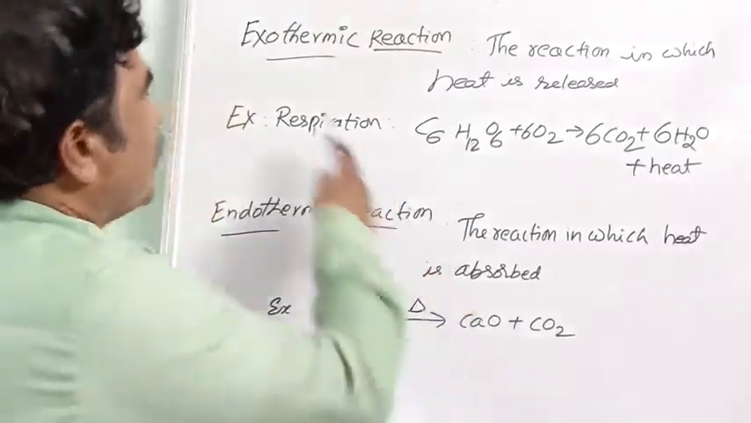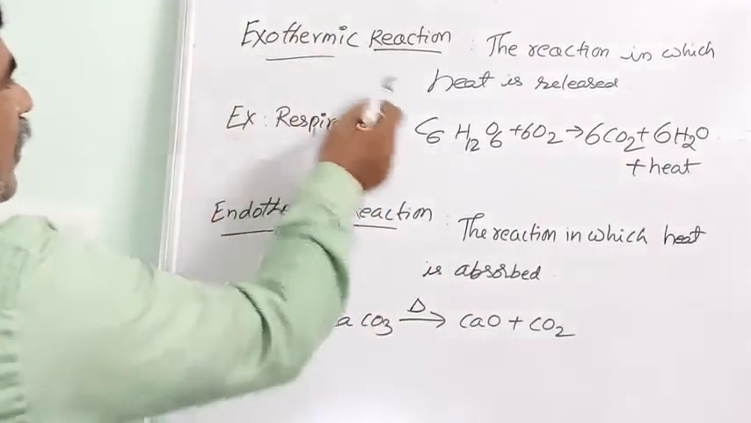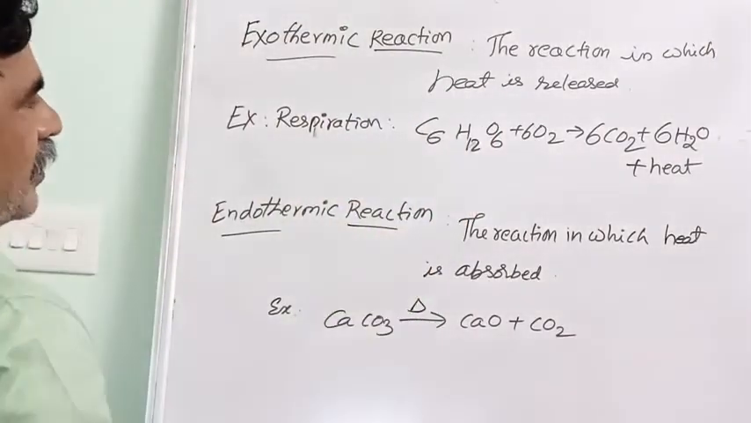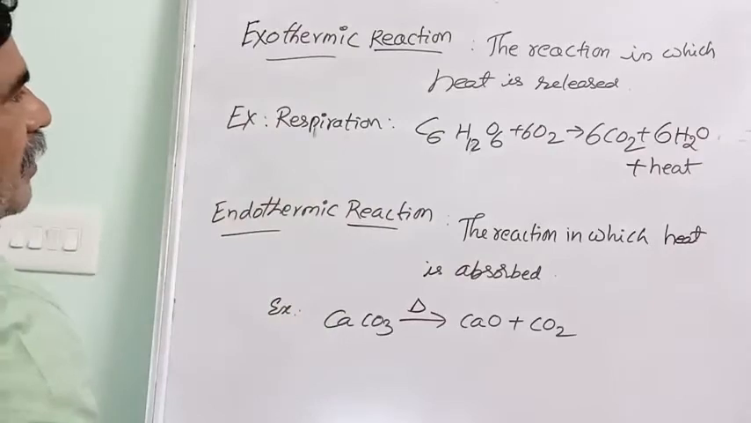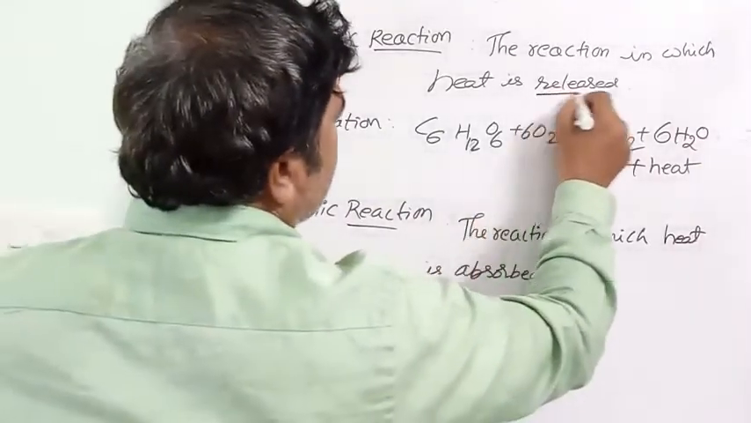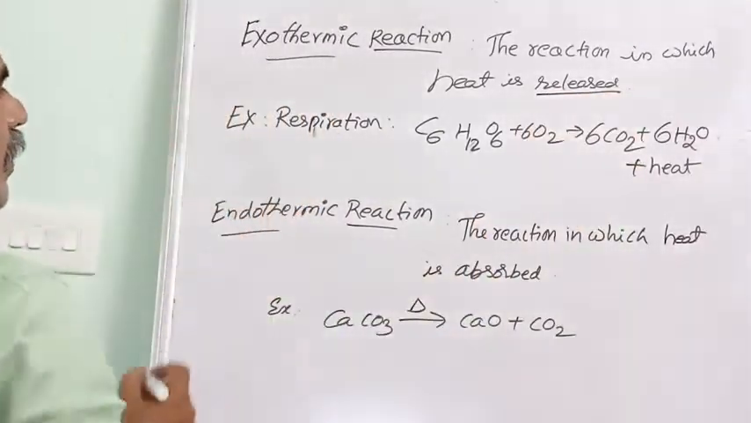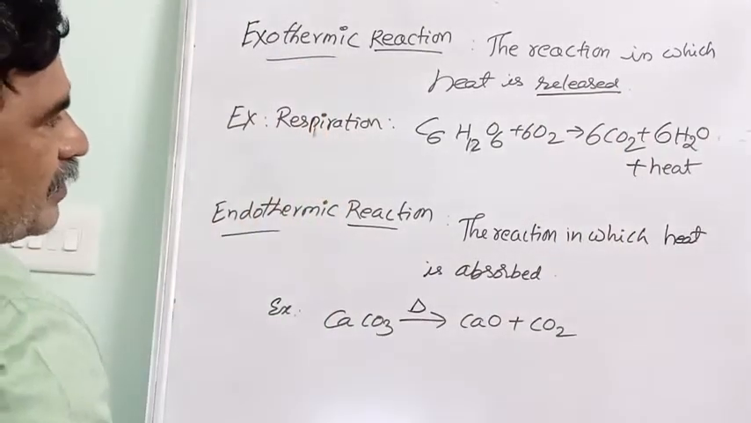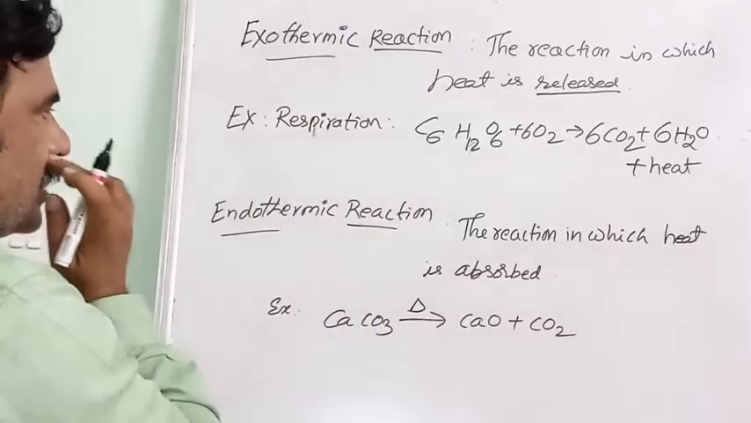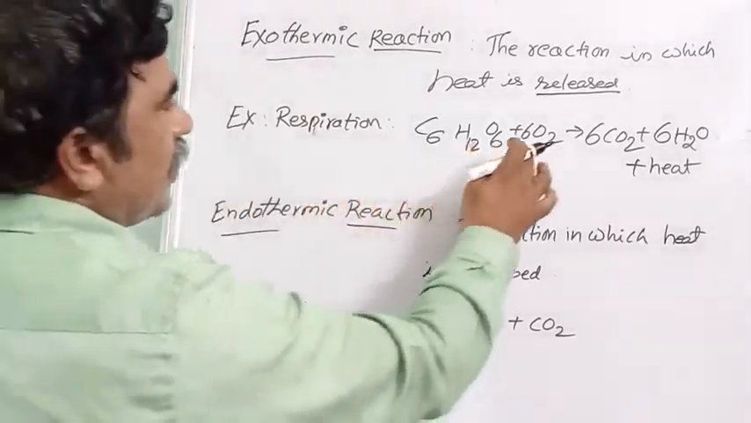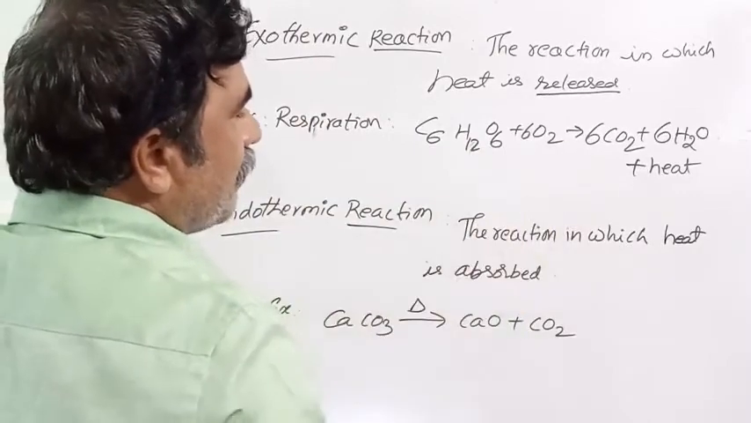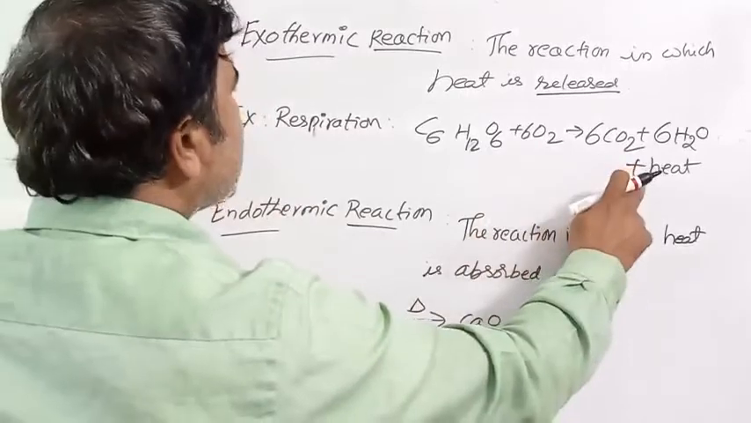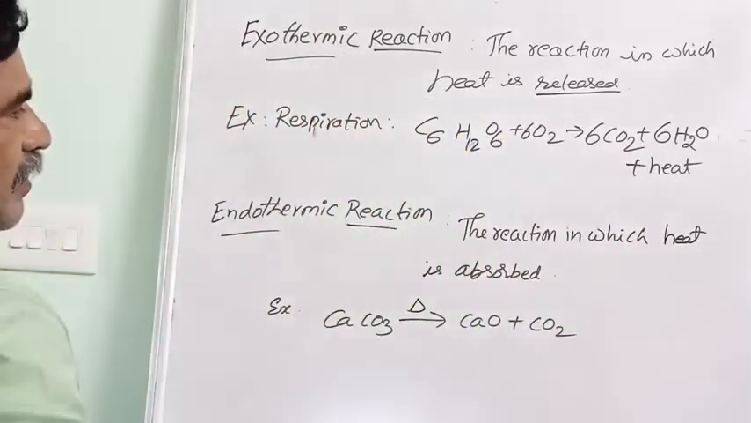Okay. Next reaction is exothermic reaction. The reaction in which heat is released is named exothermic reaction. Heat release is the main point. Example, our respiration can be considered exothermic. That equation is C6H12O6 plus oxygen gives carbon dioxide plus water and heat. Therefore, heat is produced, it is exothermic.